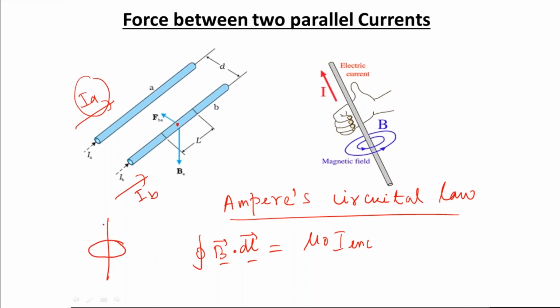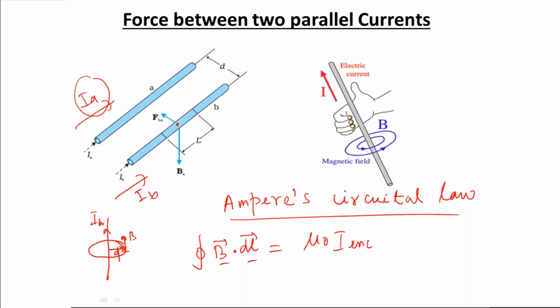How do you use Ampere's Circuital Law? Suppose current IA is flowing through the wire, and you have to find the magnetic field due to this current at a distance d. This is the distance d. So I am just considering a circular Amperean loop, which is of radius d, and the direction of the loop is this way.